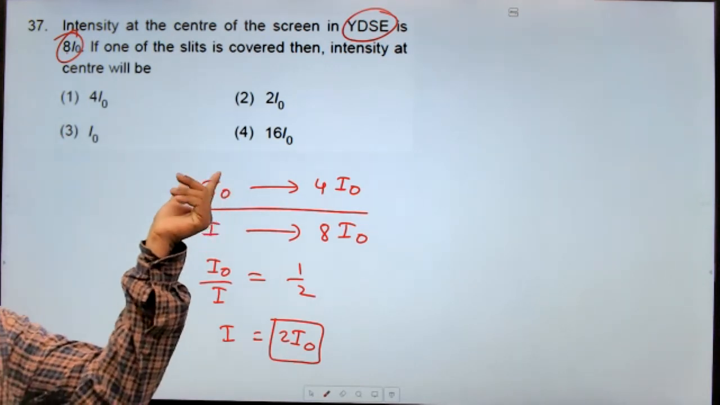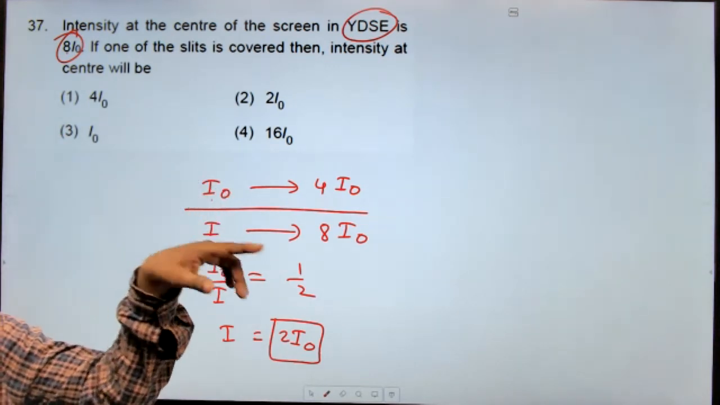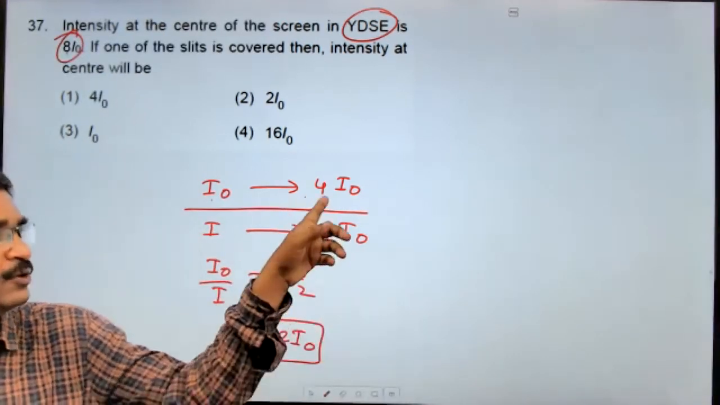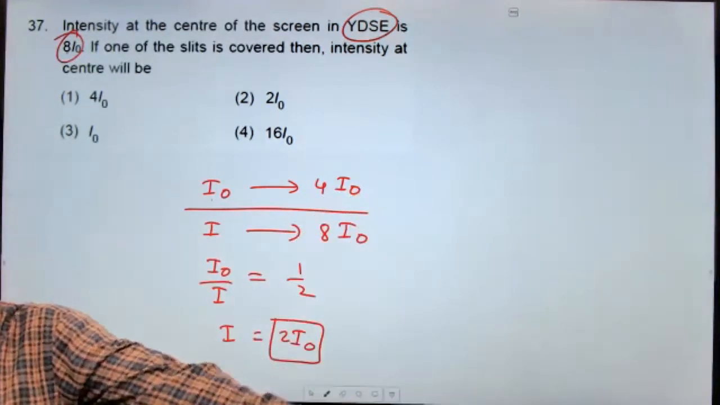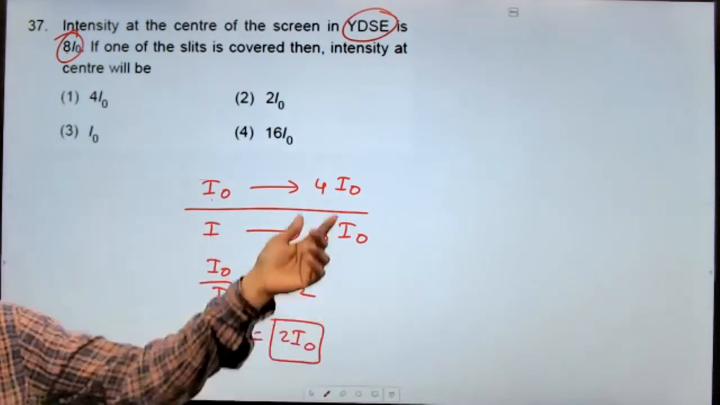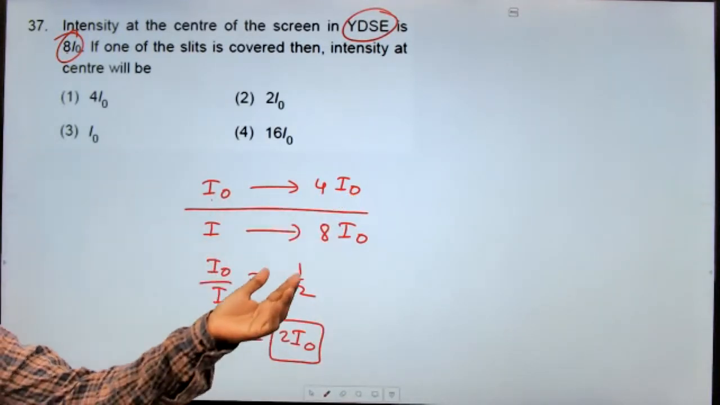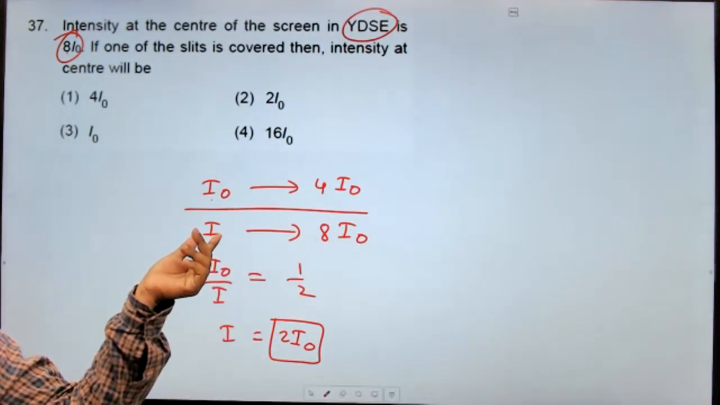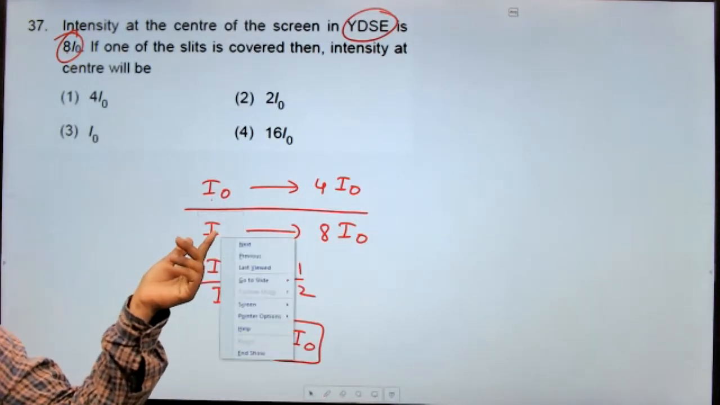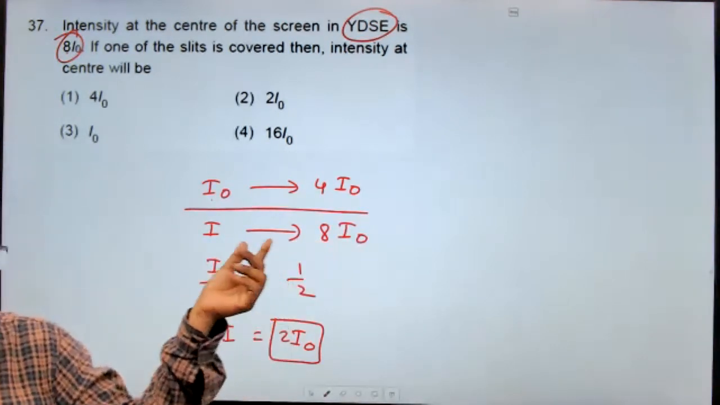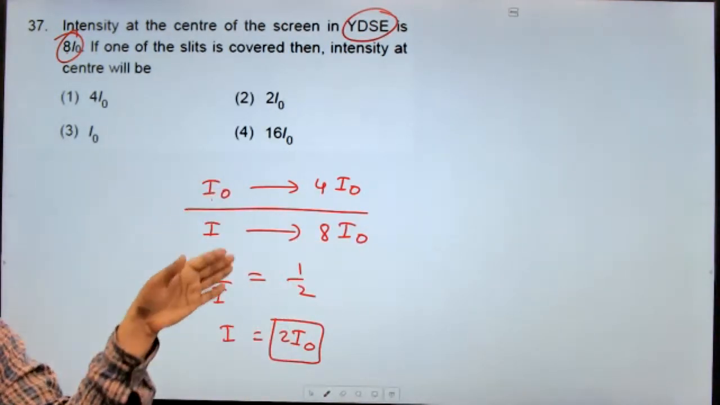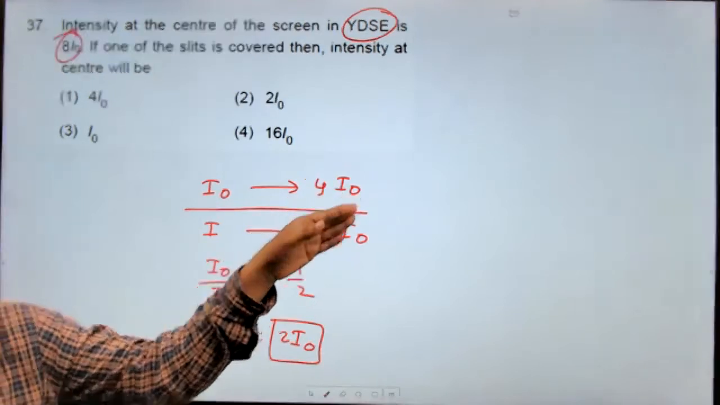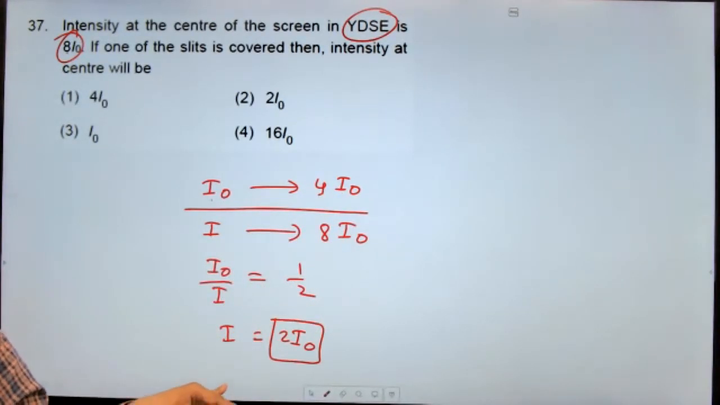So this is the general case. If I0 is the intensity of the individual light, then 4 I0 is the intensity at the central maximum. Now, here 8 I0 is the intensity. We don't know the intensity of the individual light, so let it be I. Now take the ratio between these two: I by 4 I by 8 I0, that is 1 by 2. So I equals 2 I0. So 2 I0 is the answer.